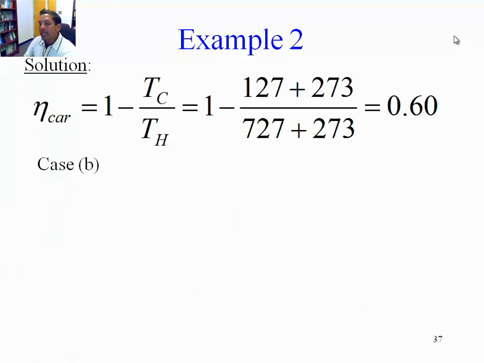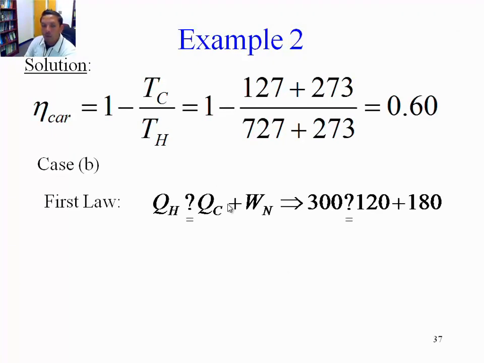And the second case, case B, we were given QH as 300, we were given QC as 120, and we were given the net amount of work on the cycle as 180. Again, 120 plus 180 yields the same as QH, which is 300. So the first law of thermo is satisfied. There is energy balance. They equate in this particular cycle.